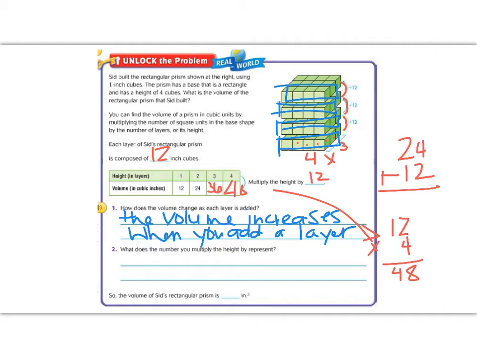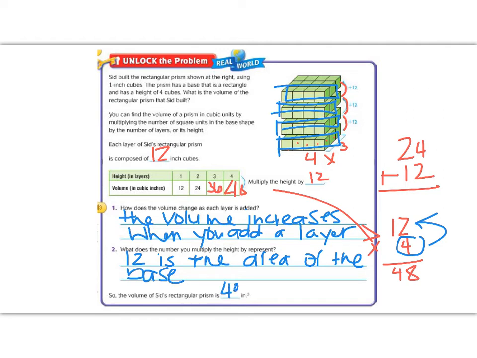Question 2. What does the number you multiply by the height represent? Well, we know that the height is 4, so why did we multiply 4 times 12? Well, we multiplied 12 because 12 is the area of the base. So the volume of this rectangular prism that he built is 48 inches cubed, or cubic inches. Great job, 5th graders. Let's continue.